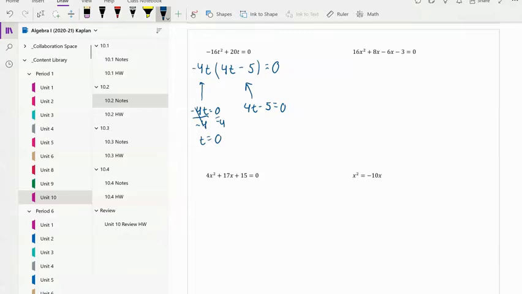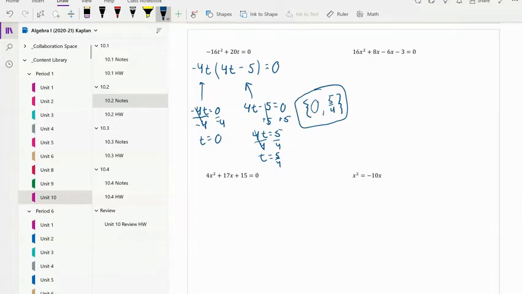Okay? On this one, add the 5. You get 4t equals 5. Divide by 4. And you get t is 5 over 4. Okay? And you can't simplify that. So which one's smaller? That's where we start. 0 is smaller than positive 5/4. So we go 0, 5/4. Done. And there you go.